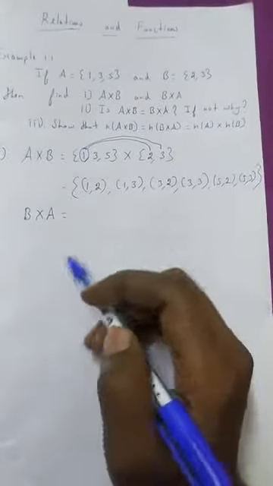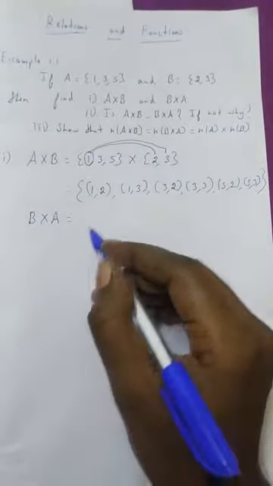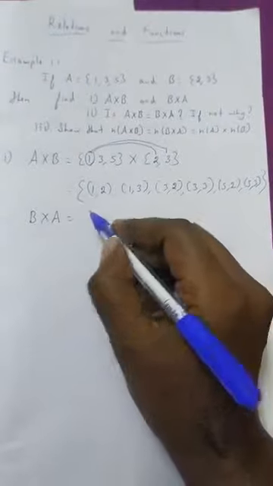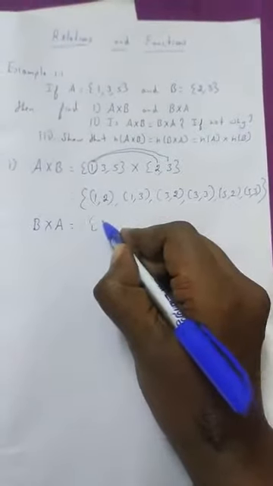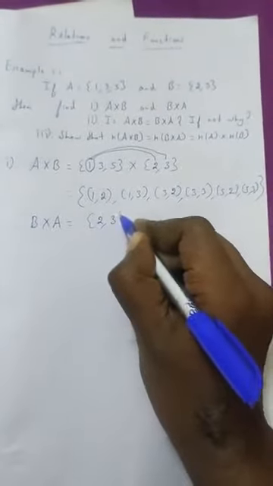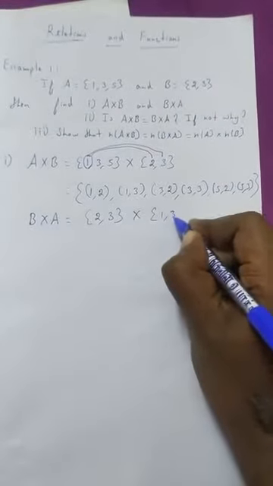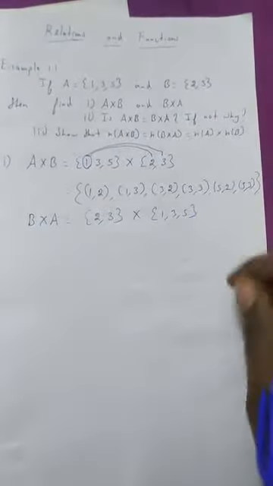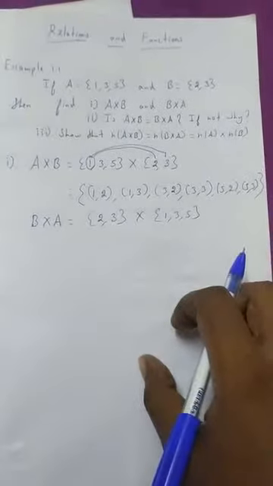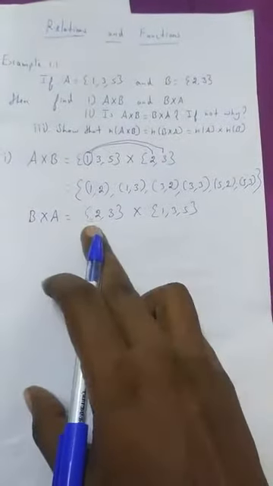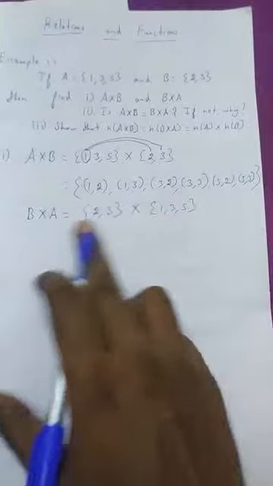Here, B cross A means we have to write B first. So what is B here? That is {2, 3}. Cross, what is A here? {1, 3, 5}. Right? So the same way we are going to find the Cartesian product for these two sets, that is B cross A.